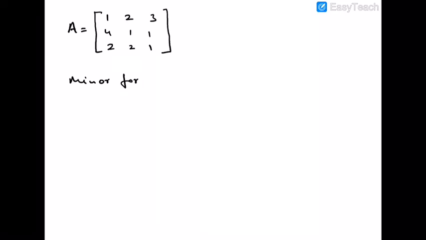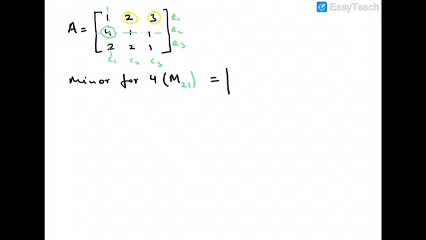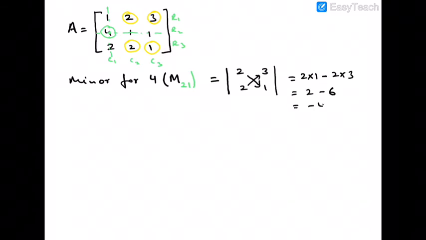Now let's take a matrix 1, 2, 3, 4, 1, 1, 2, 2, 1 and find out minor for 4, that is M21, because 4 is in second row and first column. So to do that, let's first eliminate second row and first column and write down remaining 4 elements, that are 2, 3, 2, 1 in 2 by 2 form. So that is 2, 3, 2, 1, and now multiply 2 by 1 minus 2 by 3, which will give us 2 minus 6, that is minus 4.